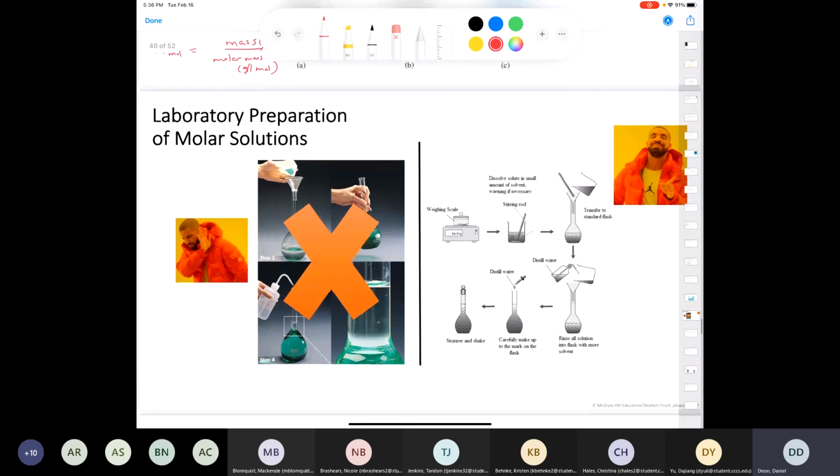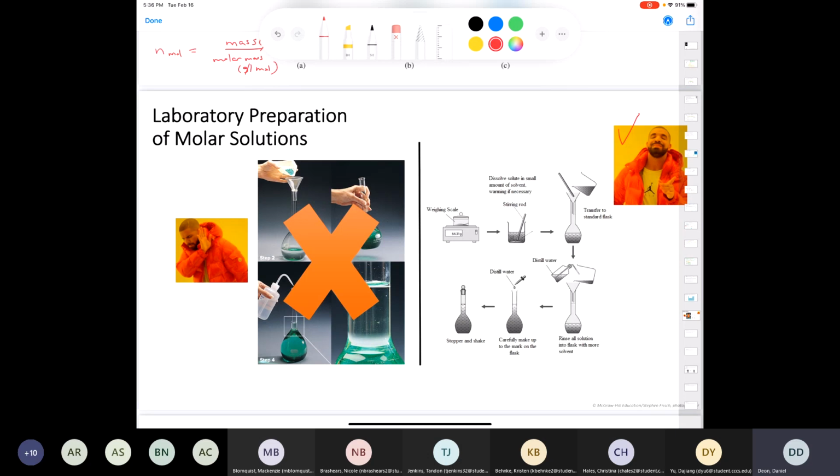Now here's my Drake meme that I threw in a few semesters ago. The problem with this first one is it shows them dumping a solid directly into a volumetric flask. That's actually a big no-no, and this is in our textbook, I believe. I wouldn't throw a solid directly into a volumetric flask. What you would want to do is weigh it out and dissolve it in the solvent, then pour that solution in, and then dilute that. That's the way to do a proper quantitative transfer.